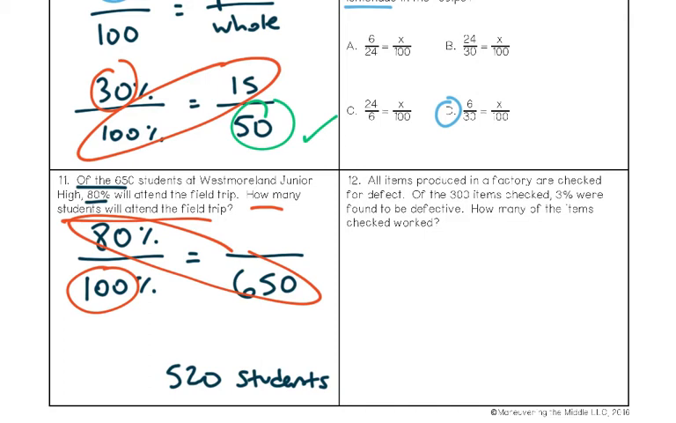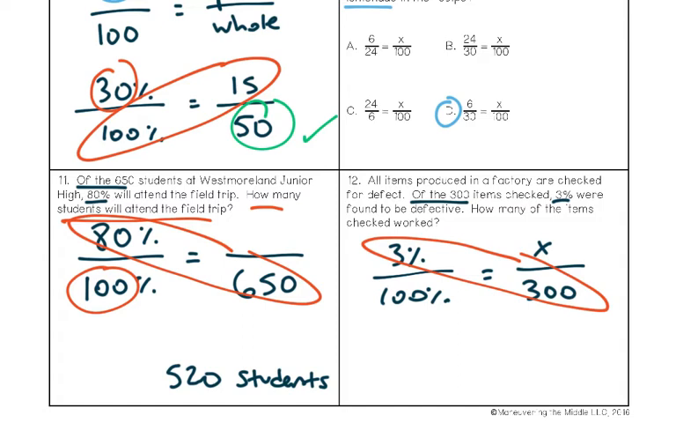Since the question was asking how many students attend the field trip, my answer would be 520 students attend the field trip. Number 12 can be a little bit confusing, so pay attention to which thing you're solving for. I see a percent, and the question's asking me for a number of items out of a total, so I know I'm going to set up a percent proportion. In this case, there's 3% out of a total 100%, and then I want to set up my equivalent fraction. Since the number of defective items is out of 300, I know 300 is going to be at the bottom or denominator of my second fraction, and I'm solving for x here.